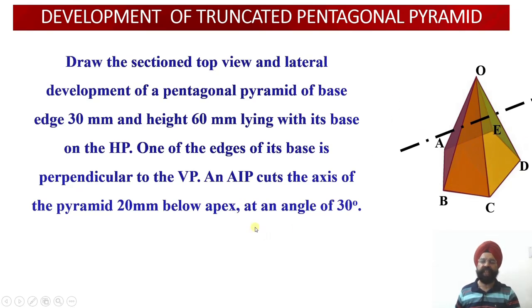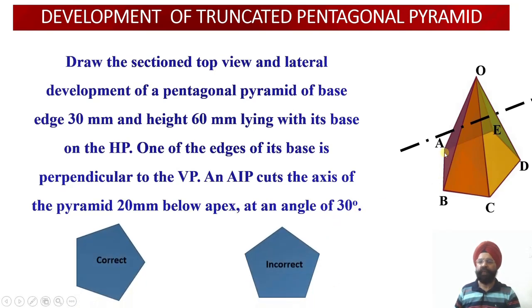Now let us see the orientation of this pyramid that we are going to draw onto the top view, because here you see we are given the fact that one edge of the base happens to be perpendicular to the vertical plane, and since this pentagonal pyramid is resting on its base, that is the pentagonal base, on the horizontal plane, in the top view we are going to obtain the true shape of the pentagonal base over there. Now this true shape will be drawn on the horizontal plane in the top view. So this will be drawn below the XY reference line.